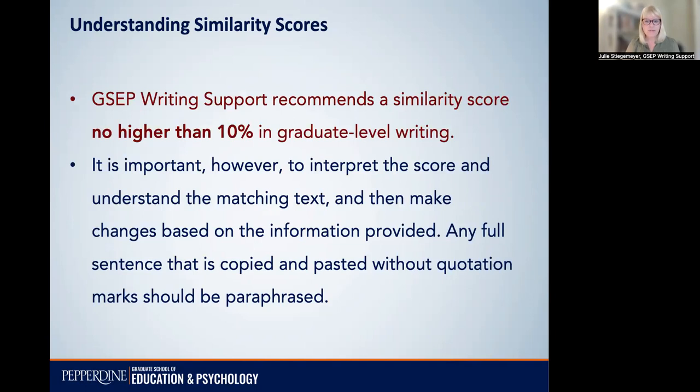GSCP writing support recommends a similarity score no higher than 10% in graduate level writing. It is important, however, to interpret the score and understand the matching text, and then make changes based on the information provided. Any full sentence that is highlighted and has been copied and pasted without quotation marks should be paraphrased.